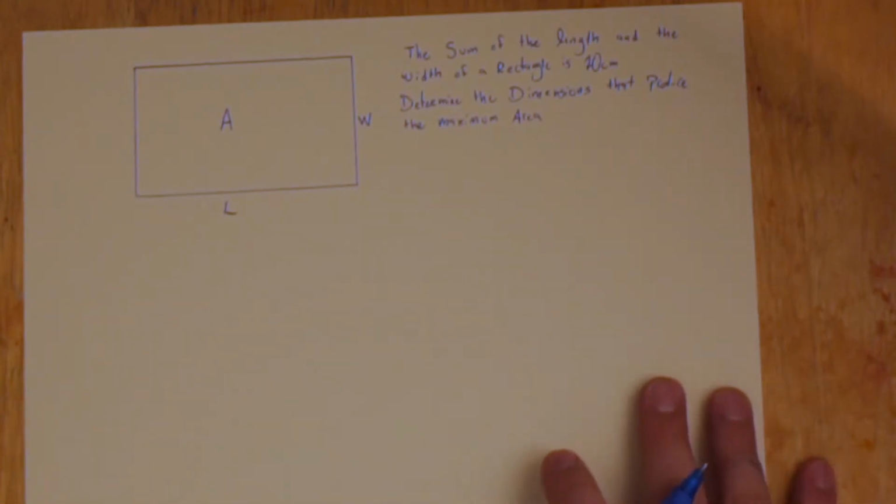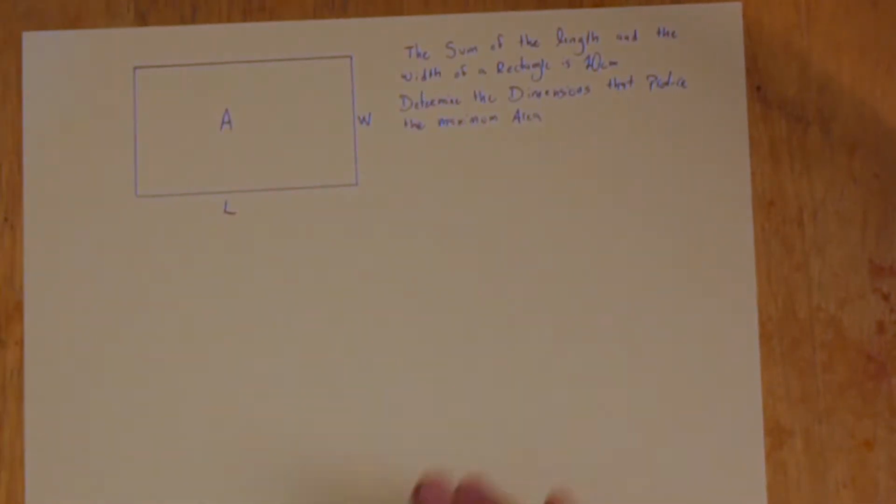Okay, so big thing. We're going to complete the square. In this one, we have the sum of the length and the width of a rectangle is 20 centimeters. Determine the dimensions that produce the maximum area. If we treat a square like a rectangle, what happens?